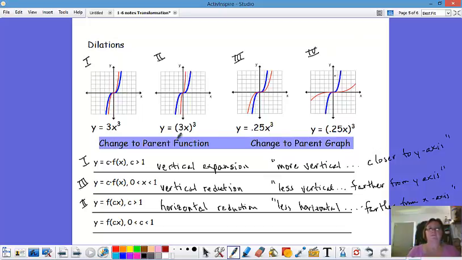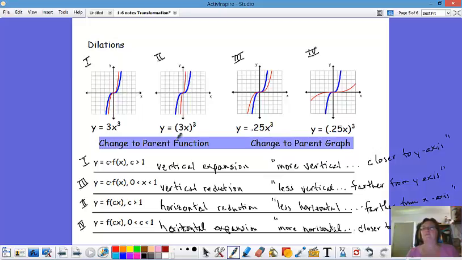Our last graph, this graph 4, is called a horizontal expansion. And as you look at this graph, you can see why you would call it that, because it's getting more horizontal. That is, it's flattening out right there at the center. So more horizontal here, closer to the x-axis. And that happened when the multiplier was inside the function rule and its absolute value was between 0 and 1. This one gets closer to the x-axis.